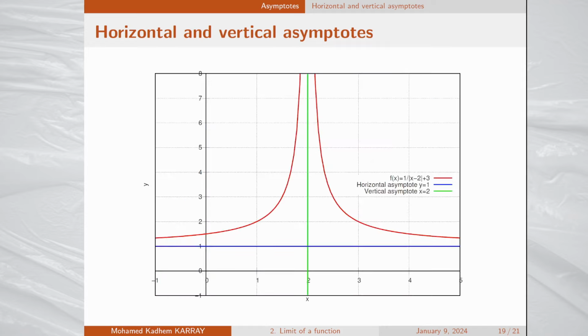So here is the curve of this example. The function is plotted in red here. This is the curve of the function f. And we have the horizontal asymptote of equation y equals 1. It is an asymptote at plus infinity and minus infinity. Here is the same asymptote. And also we have an asymptote at x equals 2, which is a vertical asymptote, since the limit equals plus infinity.